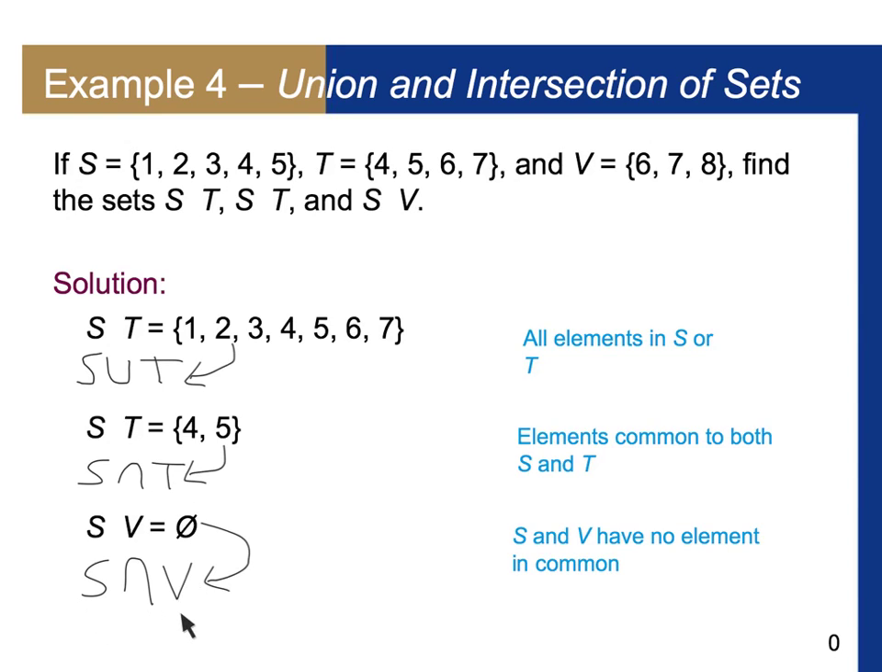And then let's look at S intersect V. We want to see where those two sets overlap, and there is no overlap. There are no elements that are in both sets. So we say S intersect V is just the empty set, which we could write with just this little O with a slash through it, or we could write it like this. Just put your set braces with nothing in there. So there's another way to do that.